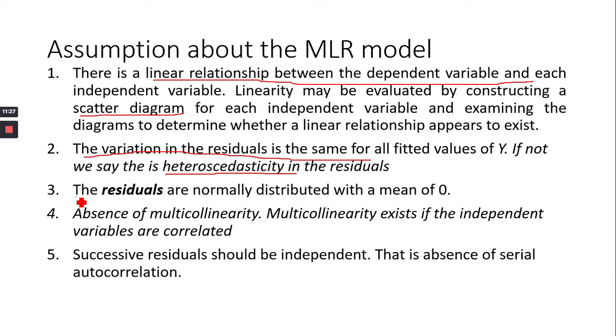Now moving on to number 3, we assume that the residuals are normally distributed with a mean of 0. This is very, very important. In fact, for completeness, the residuals must be independent, normally distributed with a mean of 0.